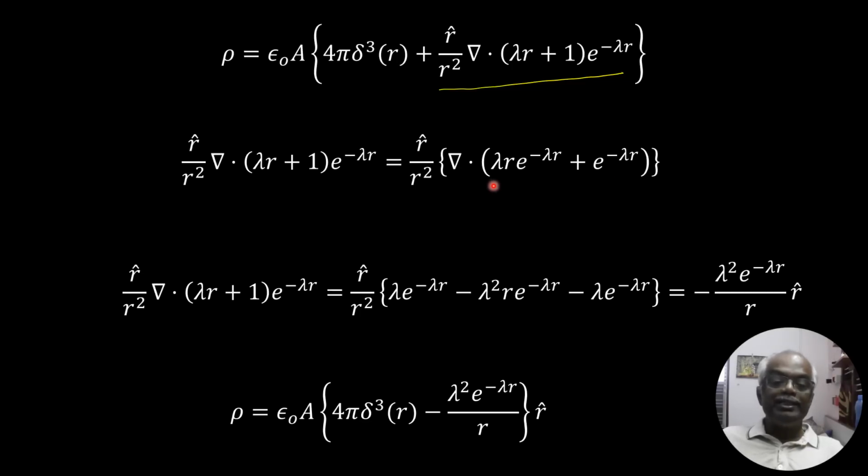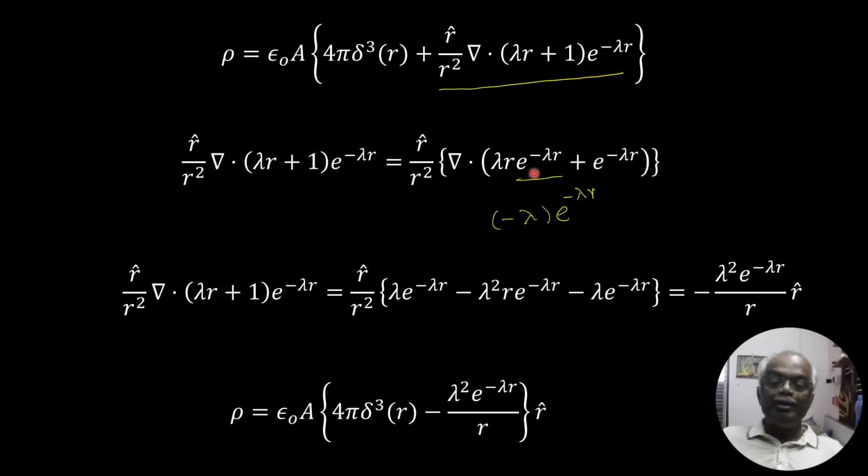First you take the derivative of the first term. If you take the derivative of the first term, then you keep lambda and the exponential term as it is, lambda e power minus lambda r, and differentiate r. If you differentiate r with respect to r, you will get 1. So this will be simply lambda e power minus lambda r. Then you keep r lambda r as it is. Then you differentiate e power minus lambda r, which gives minus lambda e power minus lambda r.